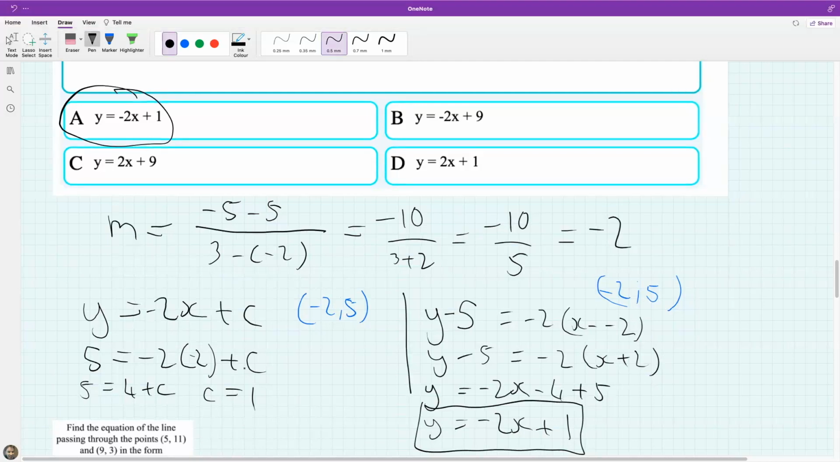Isn't C minus 1? It's not, because when the 4 comes across, it becomes minus. You've got 5 minus 4. Yeah.